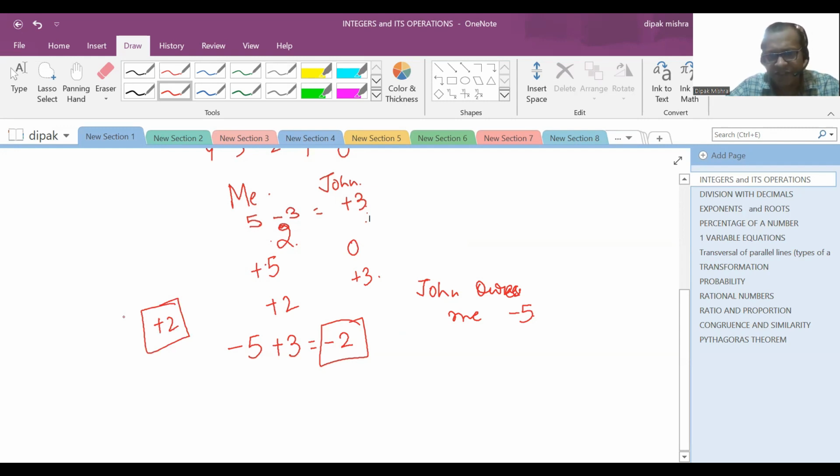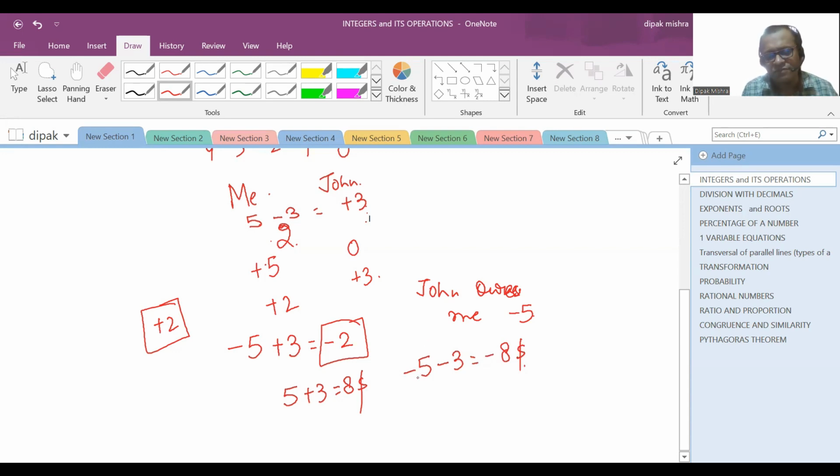5 minus 3 is 2, and minus 5 plus 3 is minus 2. Now suppose I owe John $5 and I take $3 more from him. Now I owe him $8. And since John owes me negative 5, he further gives me 3, so John owes me negative $8. This is what operations is all about.